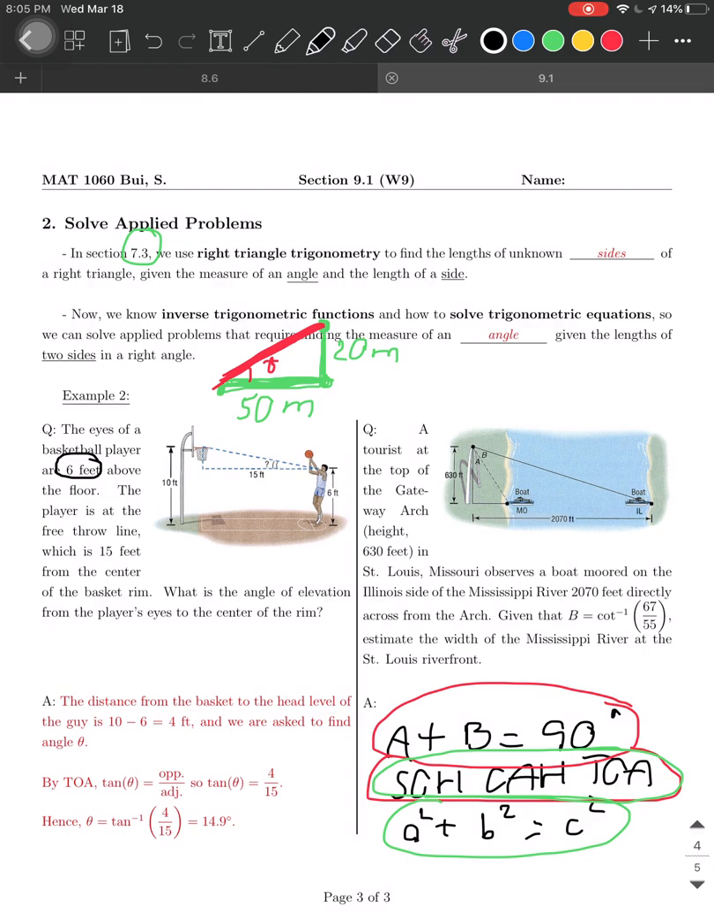So 6 feet is the first number that we have. The eyes of the basketball player are 6 feet above the floor. The player is at the free throw line, which is 15 feet from the center of the basket rim. What is the angle of elevation from the player's eyes to the center of the rim?